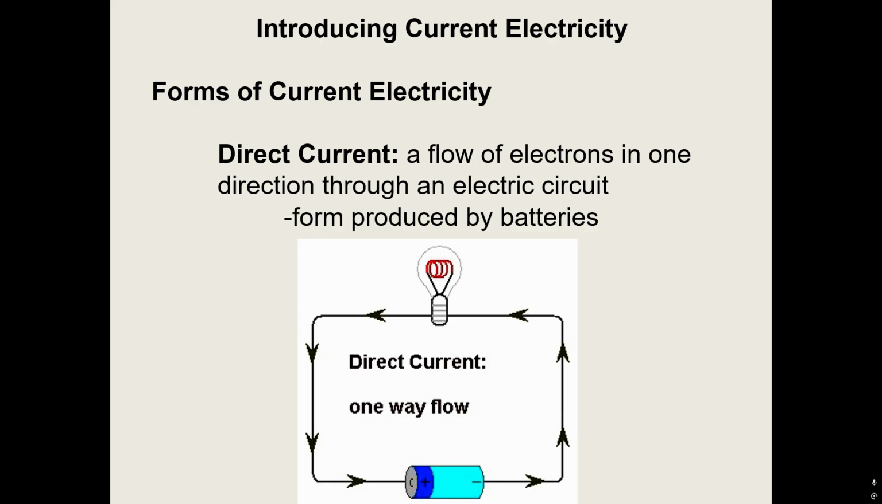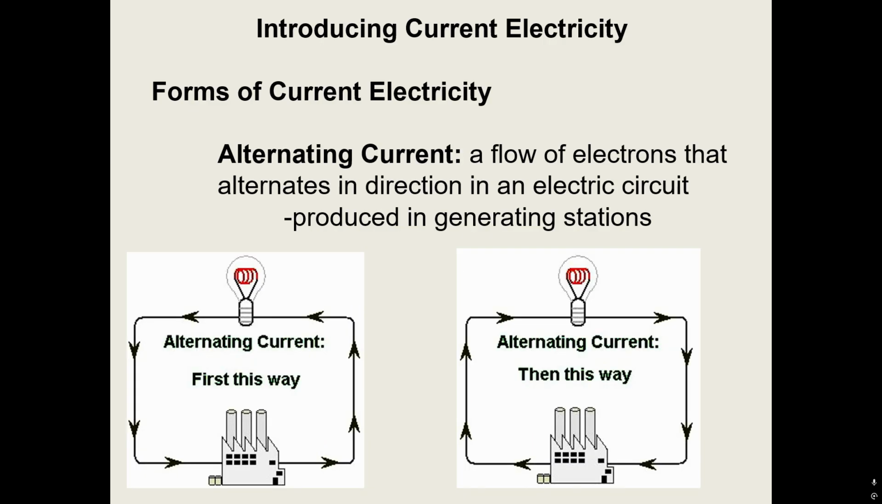So there are two types of current. One is called direct current, another one is called alternating current. Direct current is a flow of electrons in one direction through an electric circuit. It is a form produced by batteries. For example, if you assume conventional current, it always goes from positive to negative. Always it moves only in this direction. So it is a direct current.